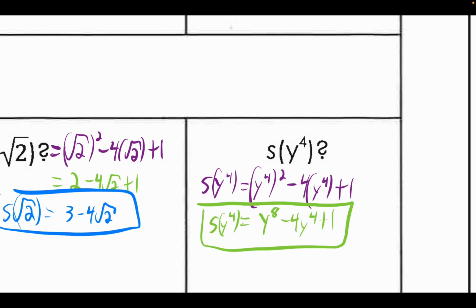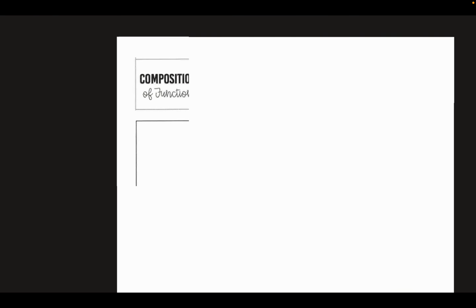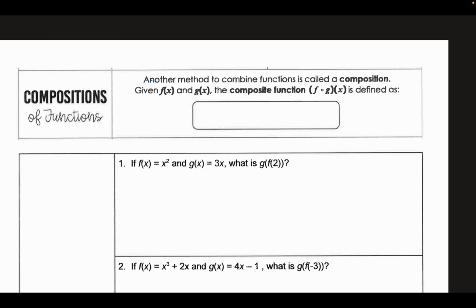Let's move on to composition of functions or function composition on this next page. It says another, but let's just change it to a method since we didn't learn other methods. A method to combine functions is called a composition. So it's one of many methods. So given two functions f of x and g of x, the composite function or the composition of functions is f of g of x, or f composed of g of x.